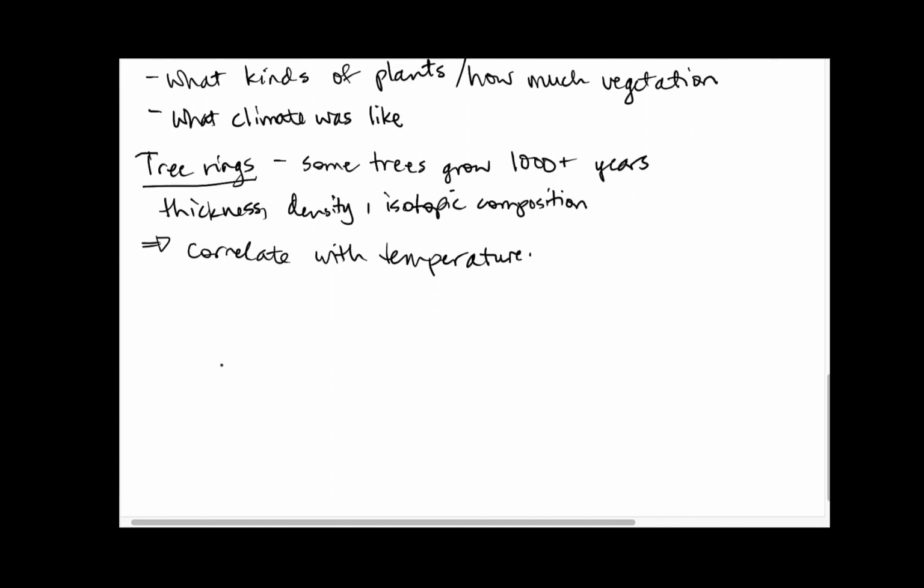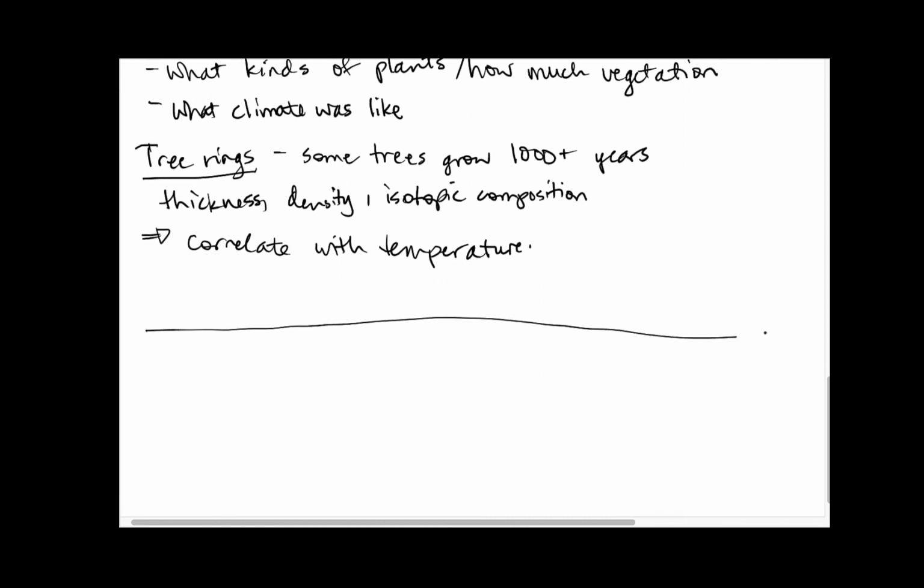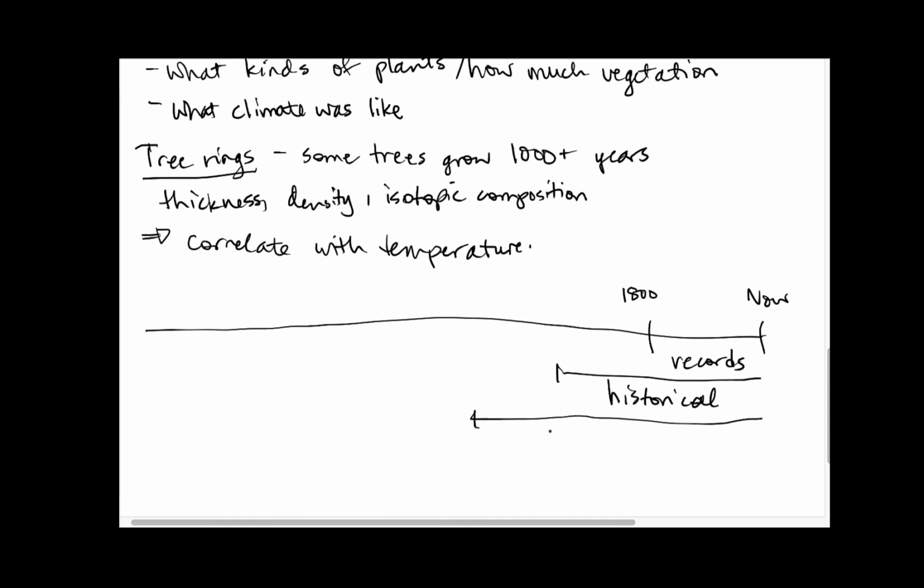So if we think about the long-term, this is now, right? And we have records that go back to, I don't know, at least a couple hundred years. We'll say 1800, right? So these are actual data. And then we can go back further with our historical records, a little ways. And then we can go back further with our tree rings, and probably even more than that, right? Thousands of years instead of just hundreds of years.